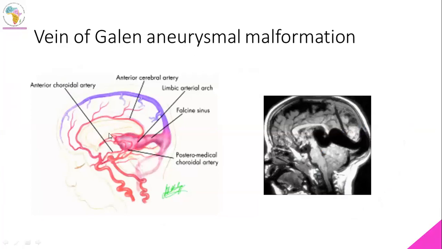Sometimes we have an embryological or developmental anomaly of those venous structures, like the vein of Galen aneurysmal malformation, which is a dilatation and malformation of the great vein of Galen. It usually appears early in life, especially in neonatal patients, who present with progressive head enlargement, and due to the high flow along that malformation, this will lead to cardiac dysfunction, and the patient will also present with heart failure.